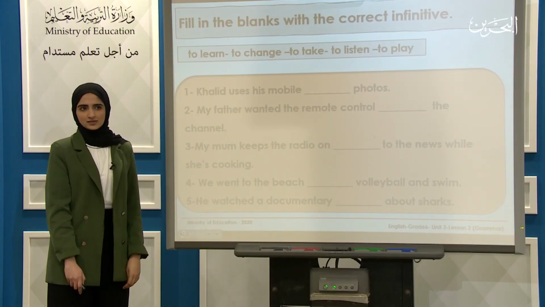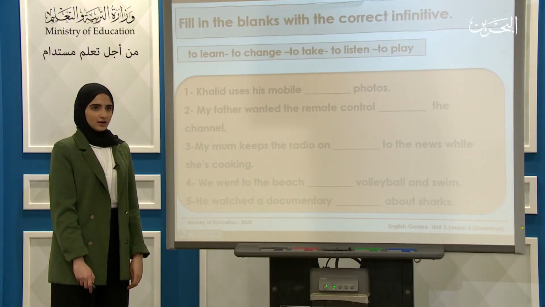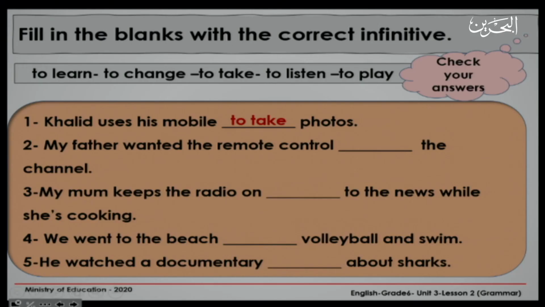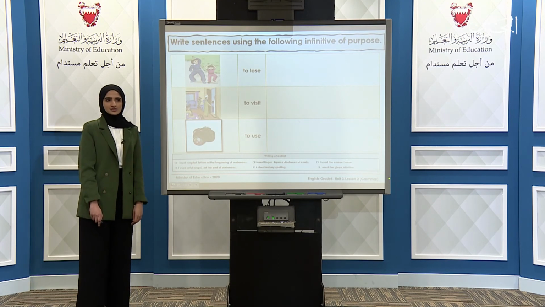Now let's check the answers. Number 1, Khalid uses his mobile to take photos. Number 2, my father wanted the remote control to change the channel. Number 3, my mom keeps the radio on to listen to the news while she's cooking. Number 4, we went to the beach to play volleyball and swim. Number 5, he watched a documentary to learn about sharks. Excellent. Now we will move to the last activity.